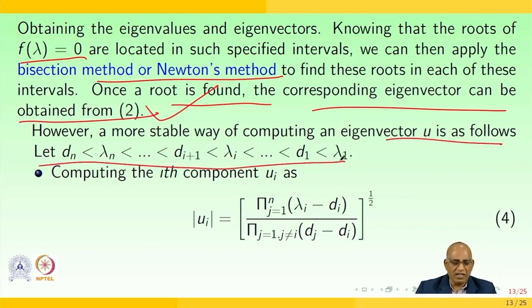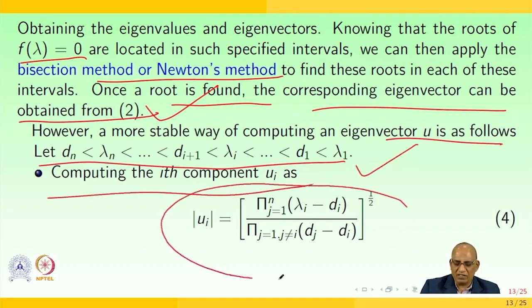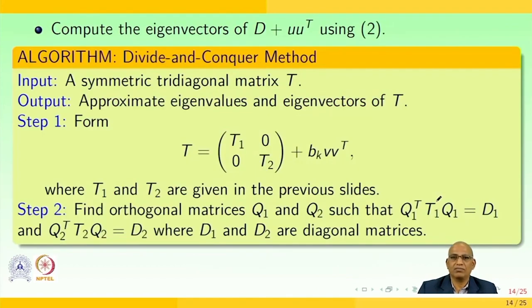Let d_n less than lambda_n less than ... less than lambda_2 less than d_1 less than lambda_1, and so on. Compute the ith component in this fashion, that is, modulus of u_i is nothing but the product over j equal to 1 to n of (lambda_j minus d_i) whole power 1 by 2, divided by the product over j equal to 1, j not equal to i, of (d_j minus d_i). Compute the eigenvectors of D plus rho u u transpose in equation 2.